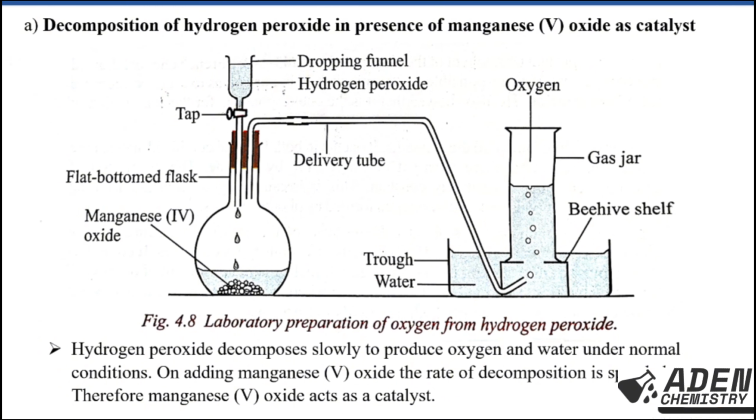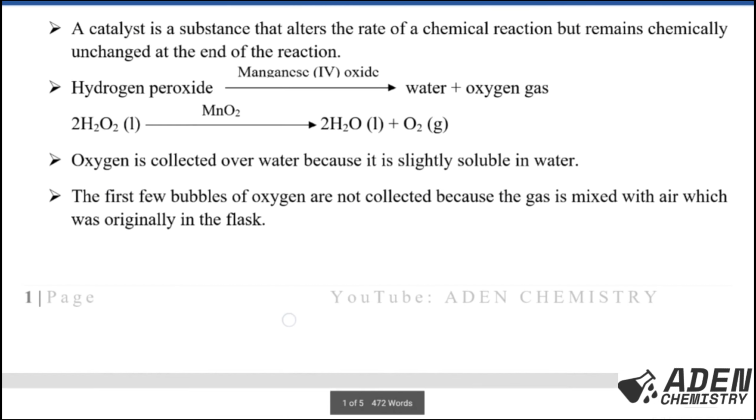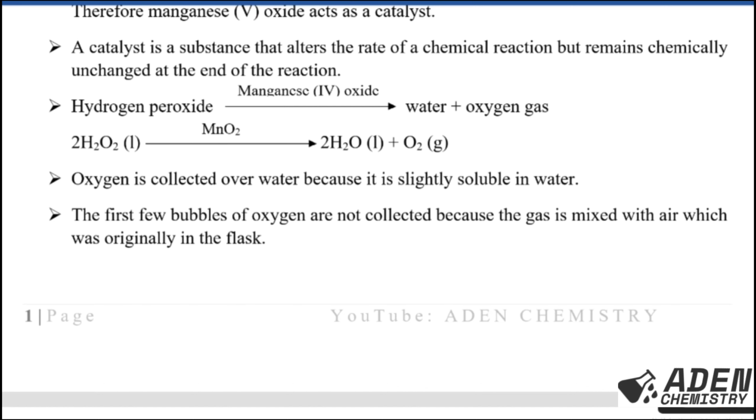Hydrogen peroxide decomposes slowly to produce oxygen and water under normal conditions. But on adding manganese peroxide, it's manganese peroxide, not manganese 5 oxide, the rate of decomposition is speeded up. Therefore, manganese peroxide acts as a catalyst. So what is a catalyst? A catalyst is a substance that speeds up the rate of a chemical reaction but remains chemically unchanged at the end of the reaction.